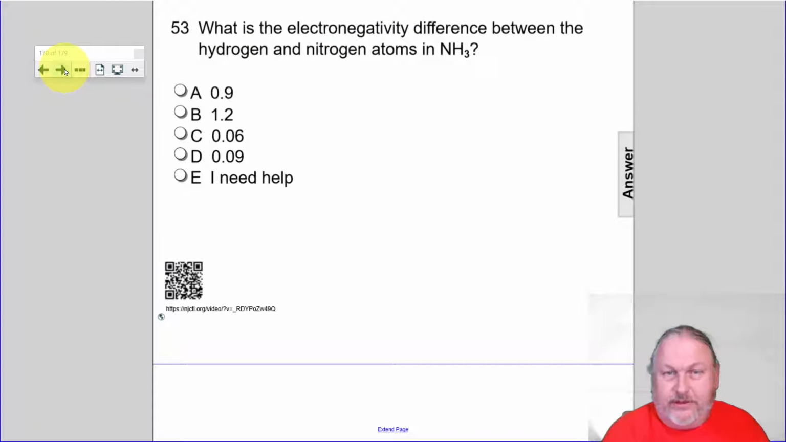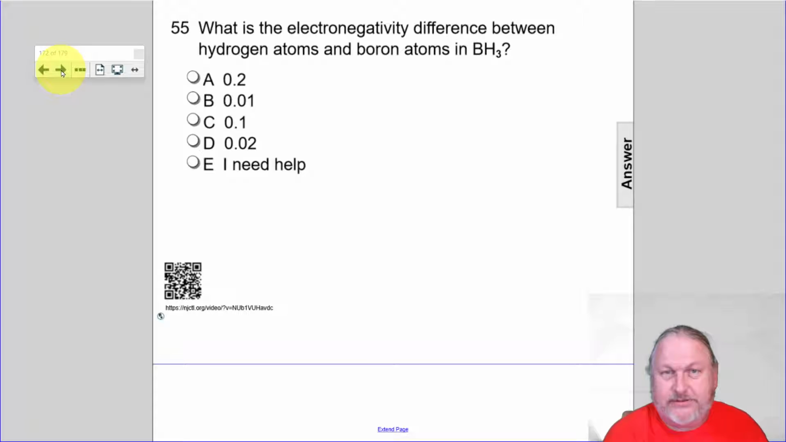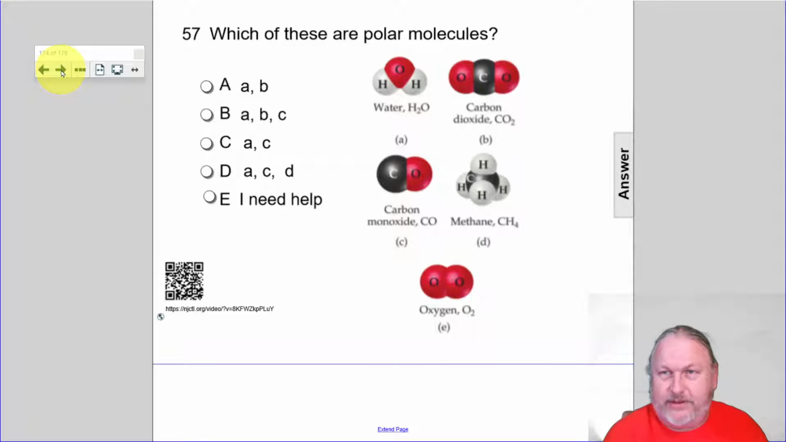We'll do some of these in class, and in our next section we'll do all of these. Let's look at this: which of these would be polar? Water is pretty much a polar molecule. Let's look at C, carbon monoxide. Yeah, that's going to be polar. The answer should be C, and it is. I guess that's why I am the teacher. All these others have polar bonds, but they're canceled out because they're symmetrical.